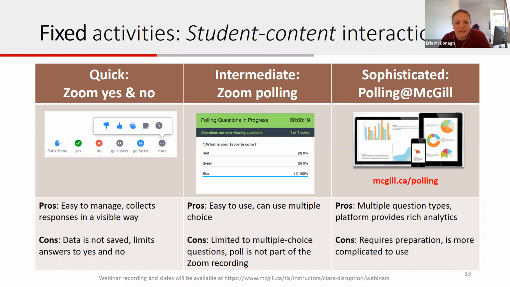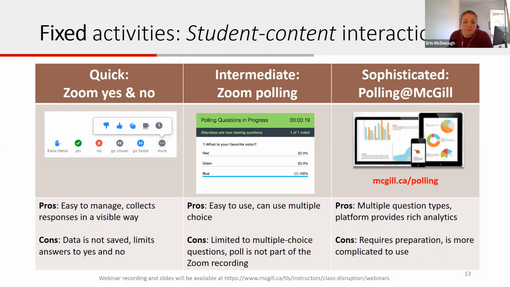The intermediate type of polling that I want to present today is Zoom polling. So that's available to you here in Zoom. It's easy to use. It does require a little bit of setup. You have to go into your meeting settings before your class and set up a poll, but it's pretty easy to do once you get there. And you can set up a multiple choice question. We're going to do one in a second, and so you'll see exactly what it looks like. But it is, like I said, limited to multiple choice questions.